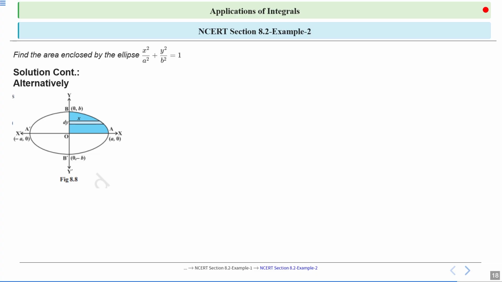If it is below the x-axis, we take the absolute value, and if it lies above the x-axis, we don't need to take the absolute value. Okay, but in this problem, we take the horizontal strip that is parallel to the x-axis. So the length of the strip is x and the width is dy. If we consider it as a rectangle, the area of the strip is x dy.